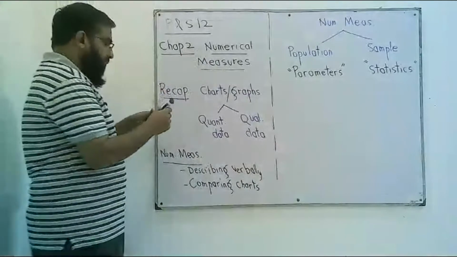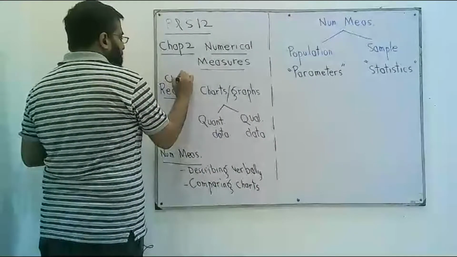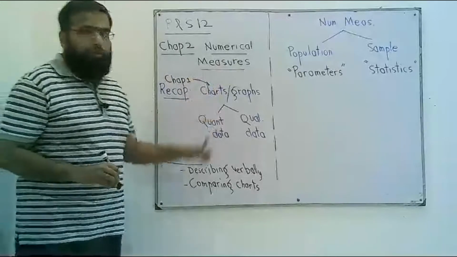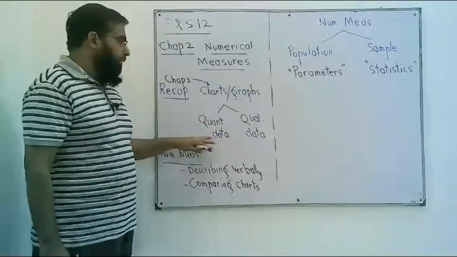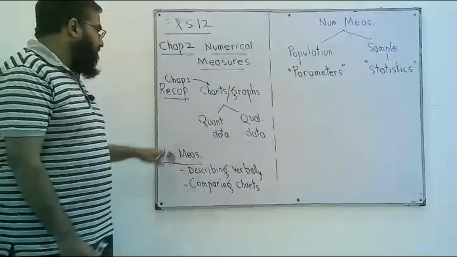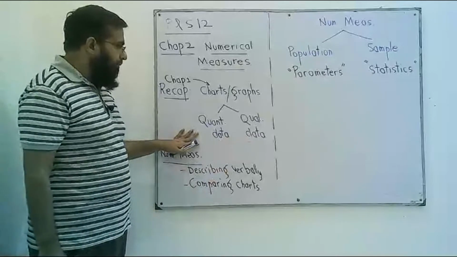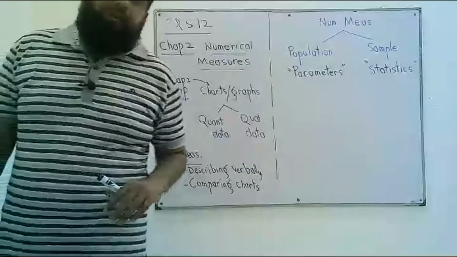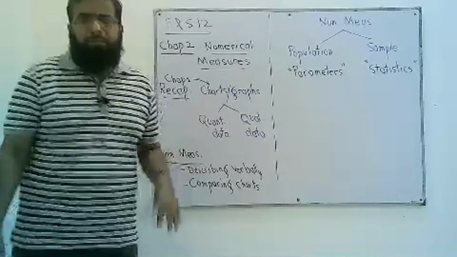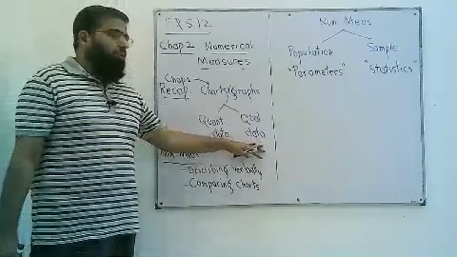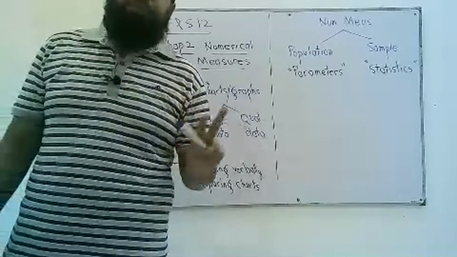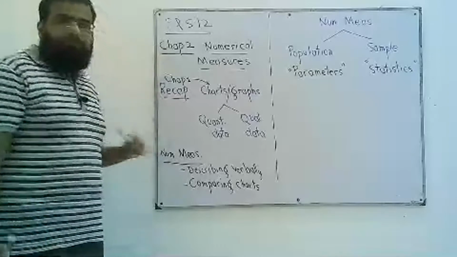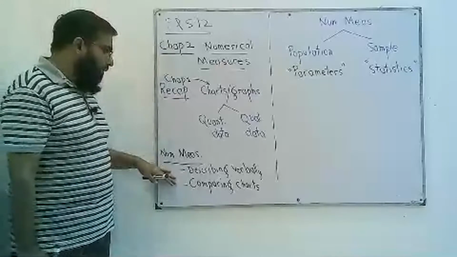Before this, in chapter number 1, we have been studying charts or graphs for quantitative and qualitative data. We studied graphs for quantitative data like bar chart, pie chart, dot plot, stem and leaf plot, frequency histogram and relative frequency histogram. And for qualitative data, we studied two charts, bar chart and pie chart. In this chapter, chapter number 2, we will start studying numerical measures.